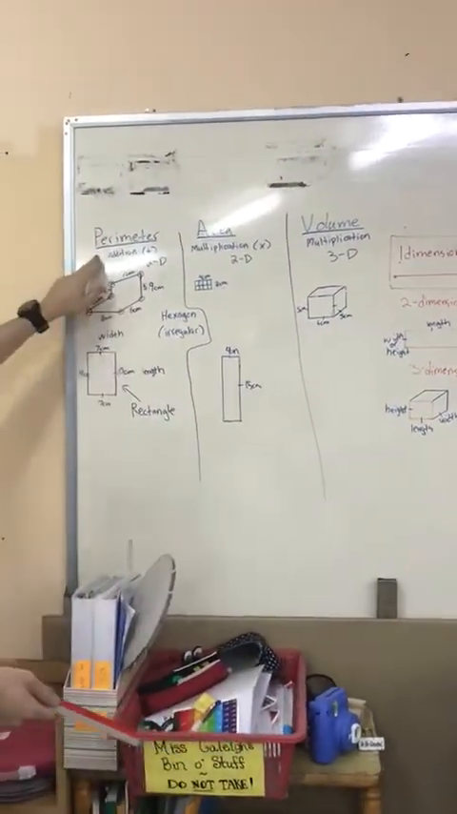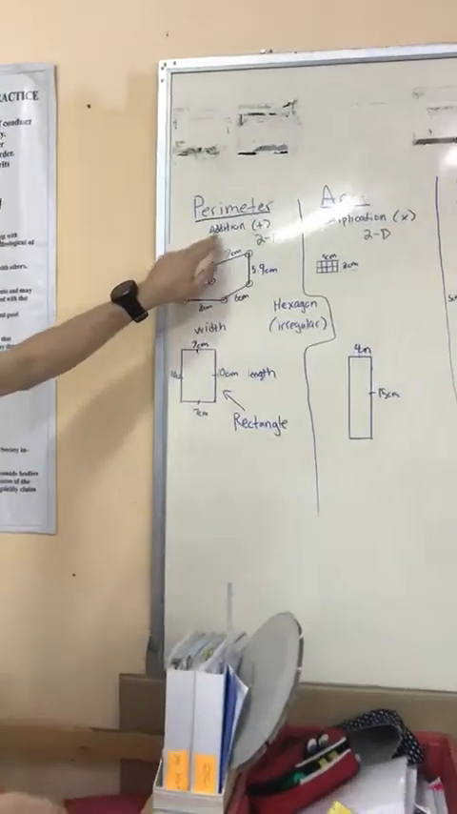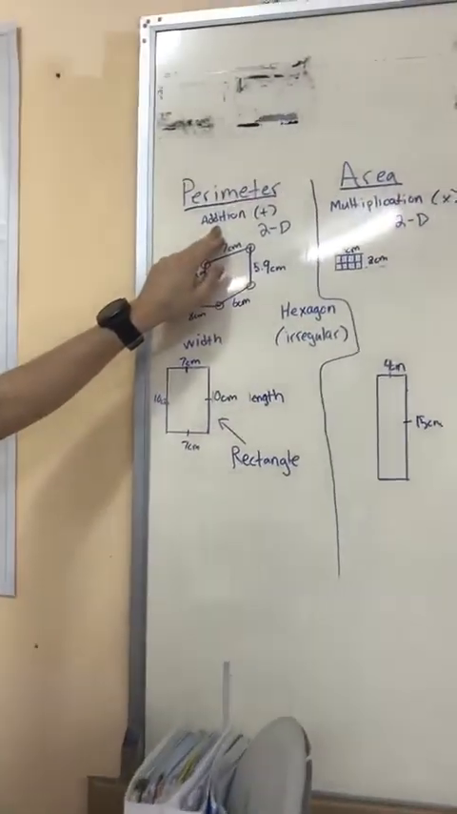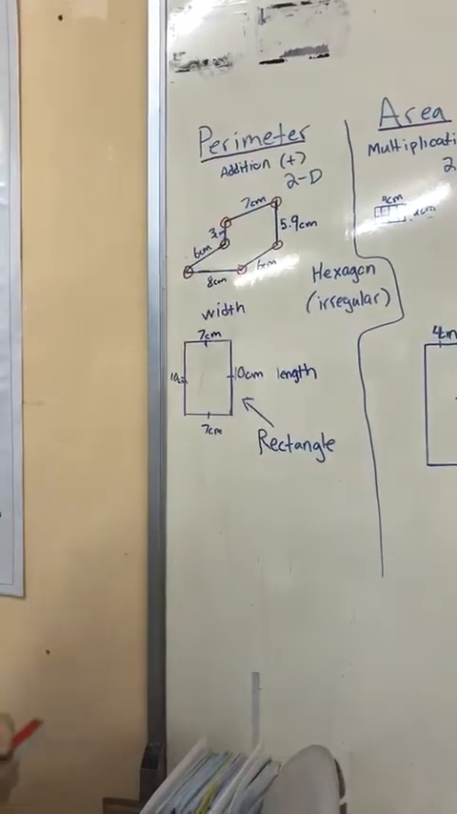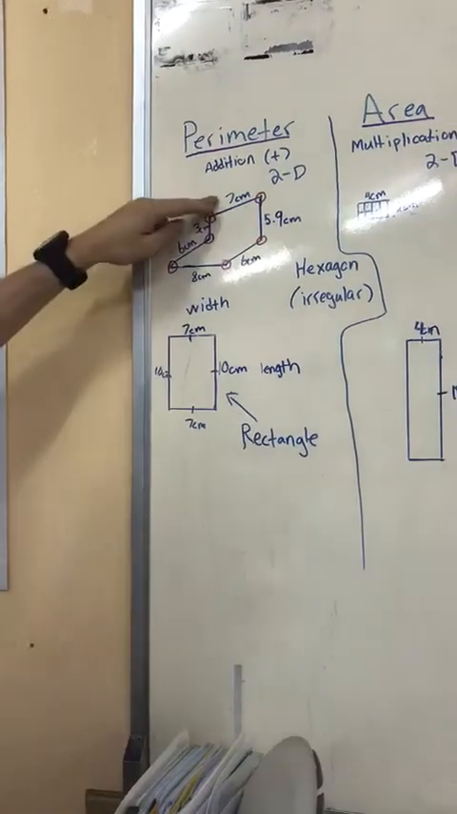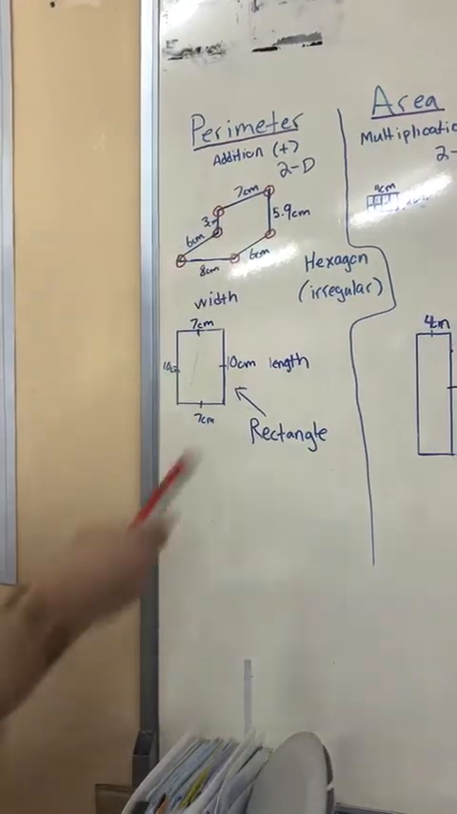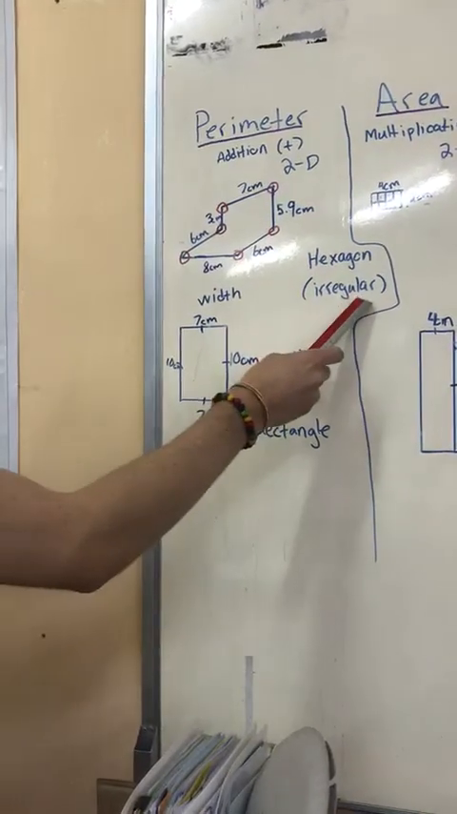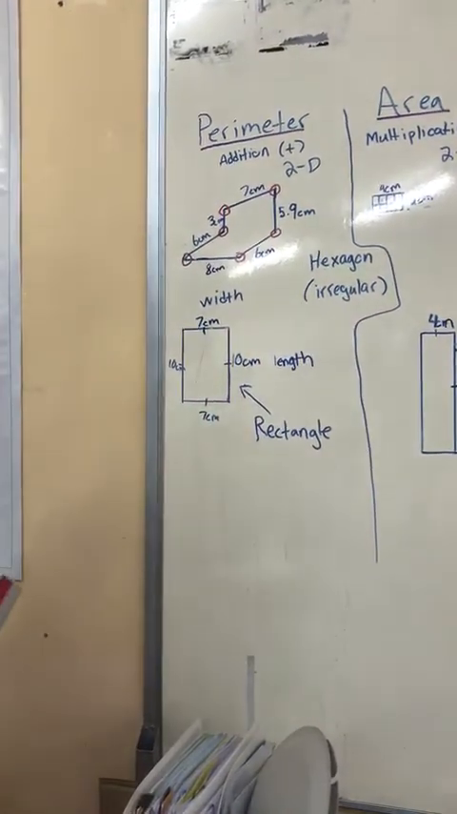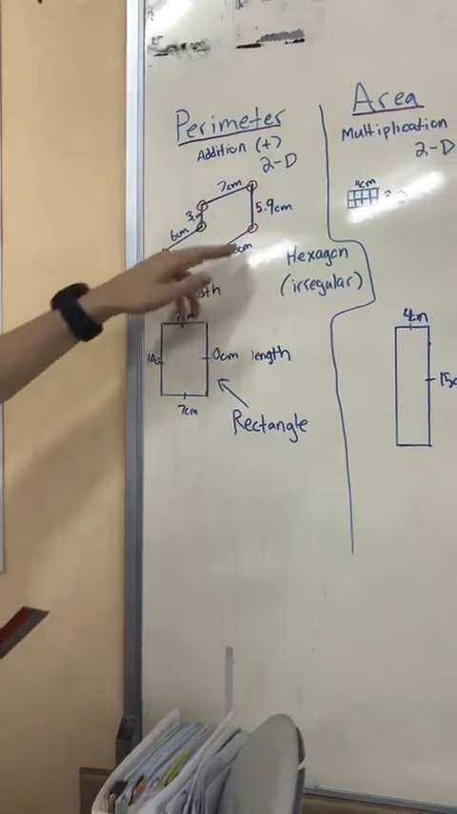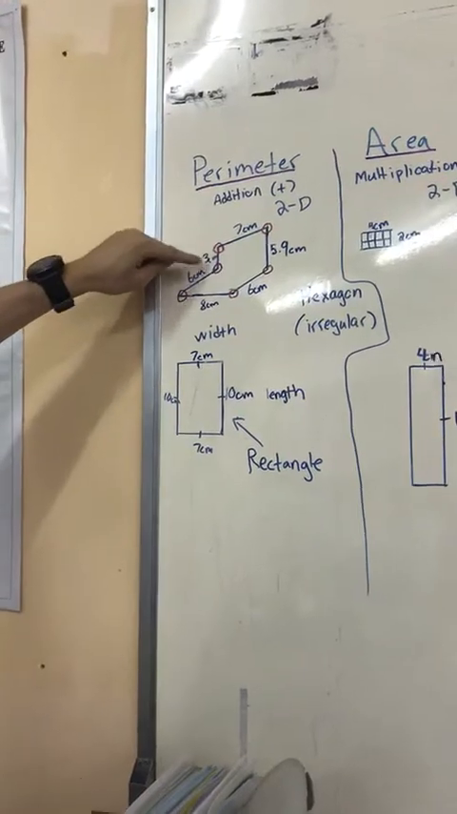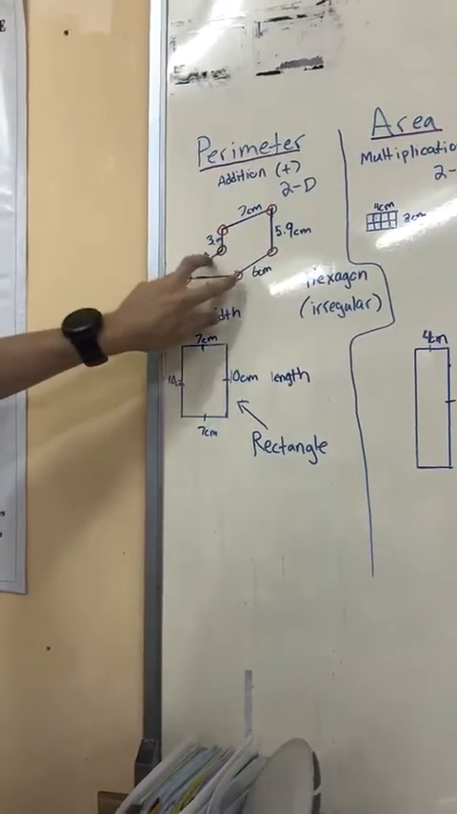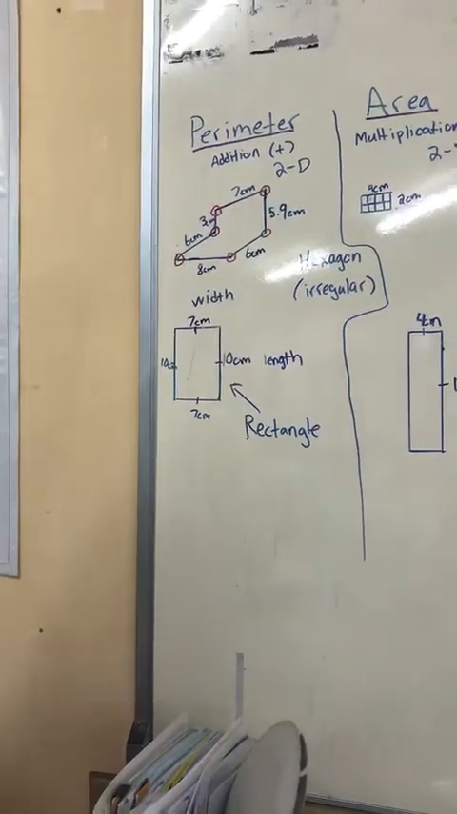So when we take a look at perimeter, we're going to be using the strategy of addition. So the operation, we're going to be adding our sides together. So if we take a look at this shape here, it is a hexagon, but it's an irregular hexagon. It doesn't look like a normal hexagon because the sides are all different lengths. So when we look at our sides, we have 2 that are the same, but for the most part they're all different.